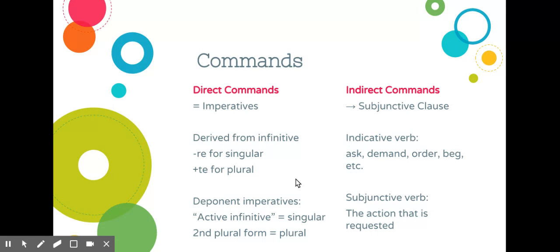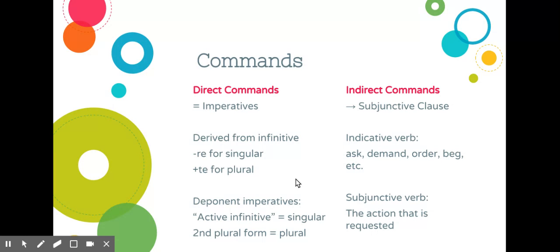Deponent imperatives, as you might remember, work a little bit differently. The singular imperative looks like what you think an active infinitive form should be from the deponent verb. A plural deponent imperative essentially looks like the second person plural form in the present tense.